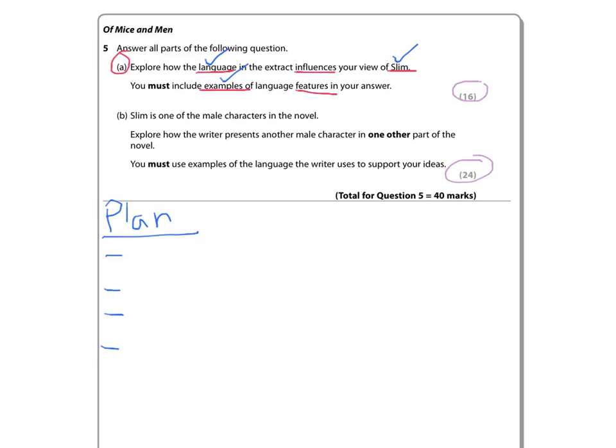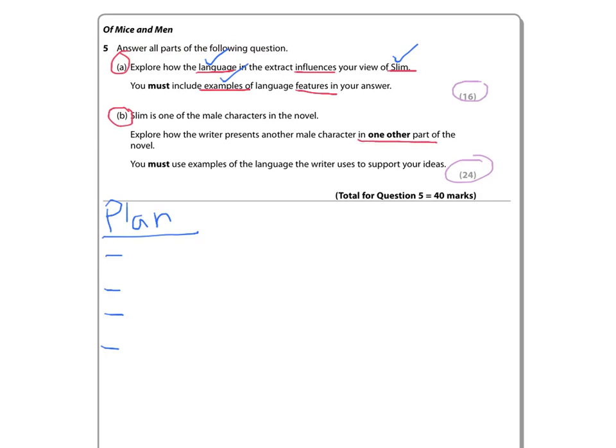This one is asking you to use the information that you've explored in your first section. So you can use the points that you've made about Slim and that particular extract, but they're asking you to actually bring in other male characters in the novel and compare where they're explored. So they're asking you to choose one part of the novel.